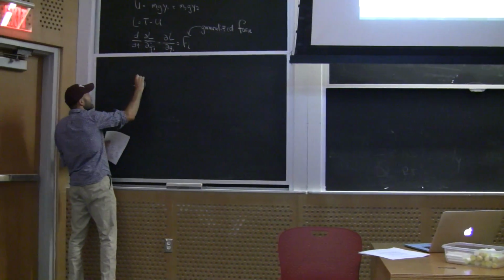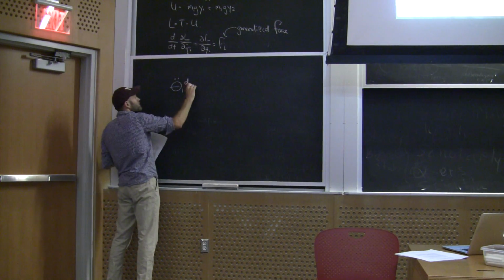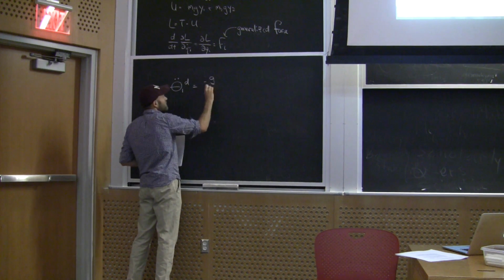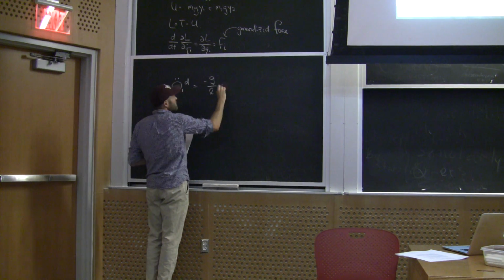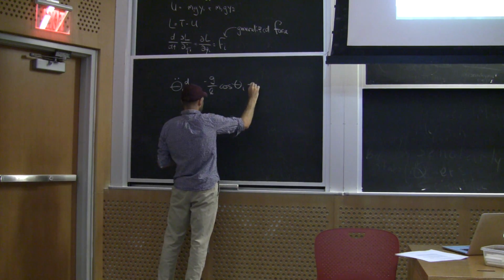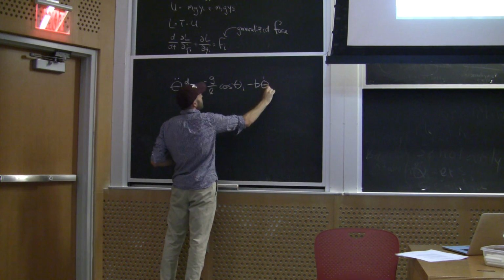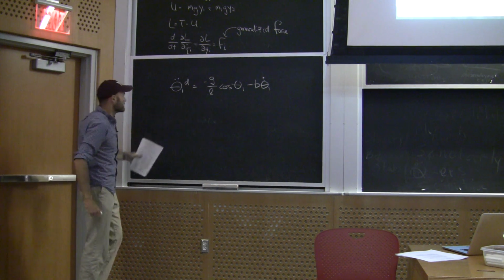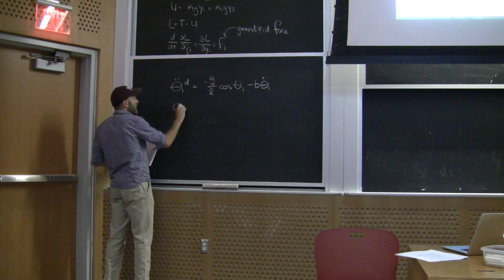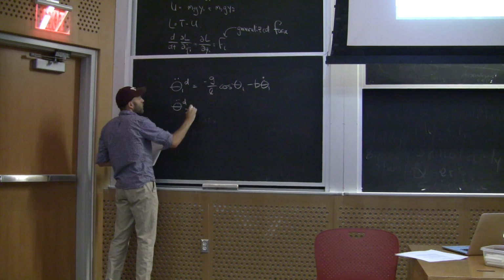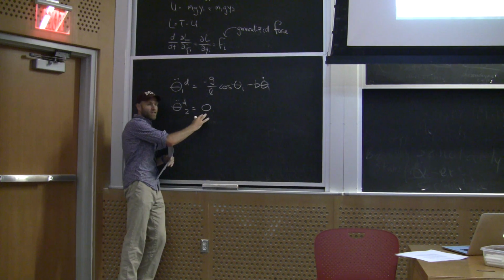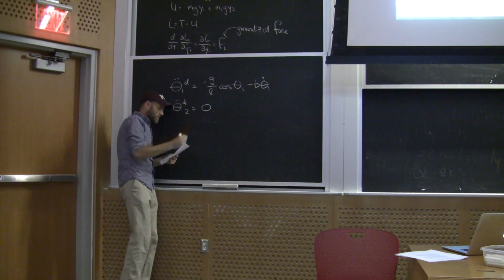Let's say my goal in life is to make this act like a single pendulum. So maybe I want this to look like negative g over L cos theta 1. I'll give it some damping, okay? So maybe I want the first degree of freedom to just act like the equations of a simple pendulum, and I'd like the second one to do nothing. That's not really good. I should stabilize the second one really, but let's just keep it simple for now, okay?